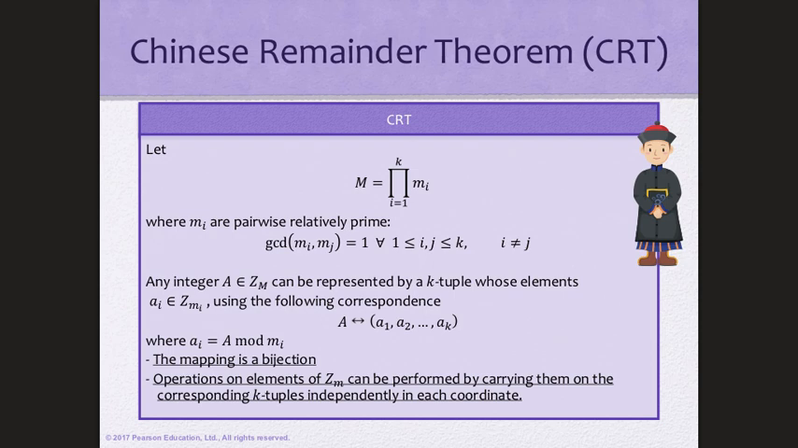Okay, so here is what the Chinese remainder theorem says. And probably I've already mentioned most of it, right? If you have a modulus M which can be represented by a multiplication of submoduli mi, where those mi are pairwise relatively prime, so mi and mj don't have a greatest common divisor except 1 for all i and j not equal to each other, then any integer a that belongs to the original space Zm.